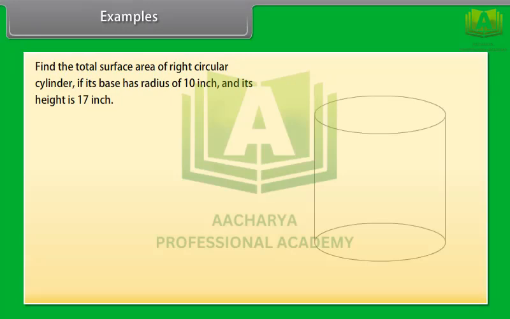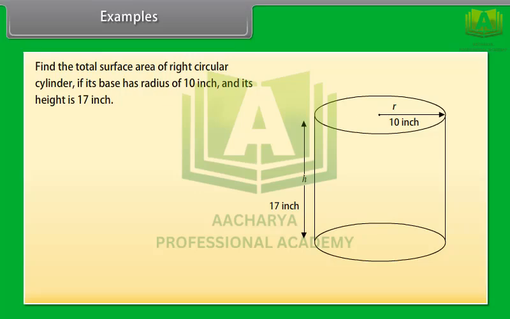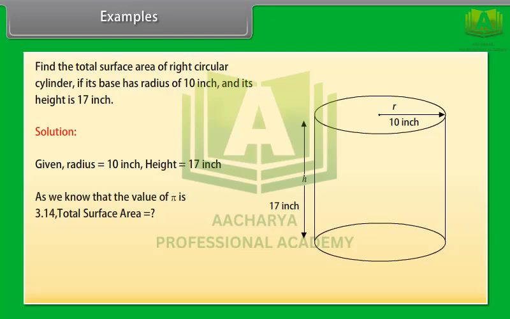Example: find the total surface area of a right circular cylinder if its base has a radius of 10 inches and its height is 17 inches. Solution: radius is equal to 10 inch and height is equal to 17 inch, which is given. As we know that the value of pi is 3.14, now we have to find the total surface area.